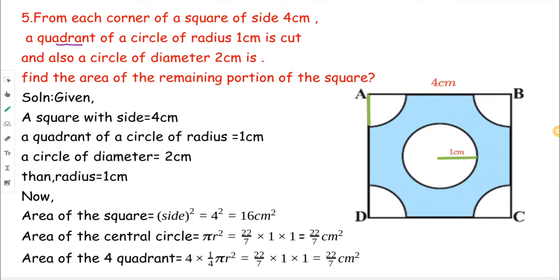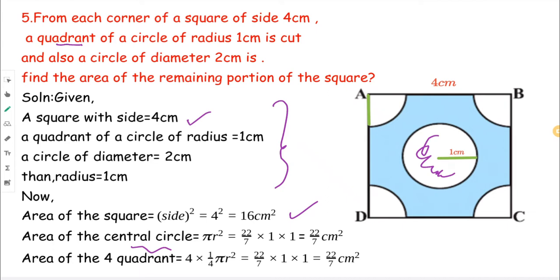So first thing, let us find the area of the square. So formula is pretty simple, right? Side square. They already gave us the side to be equal to how much? 4 centimeters. Then 4 square is 16 centimeter square. Next, we'll try to find the area of the central circle. That means this circle here, right? What is the formula? Pi r square.